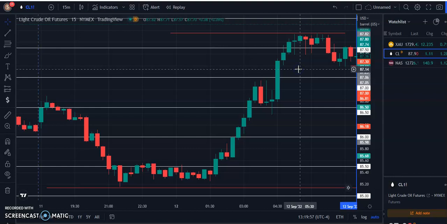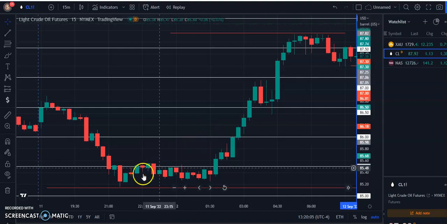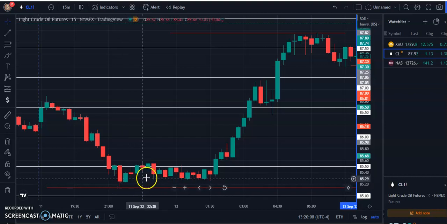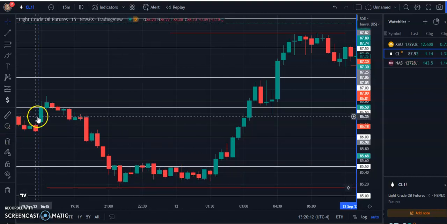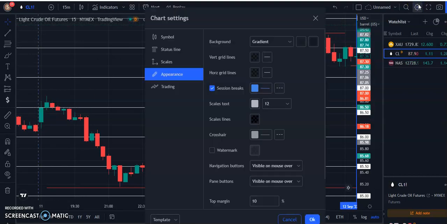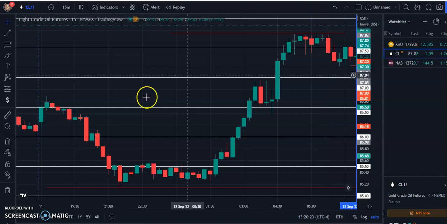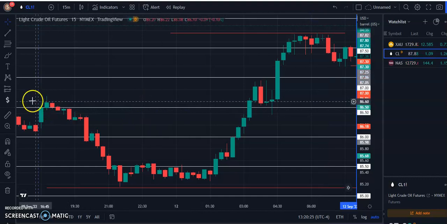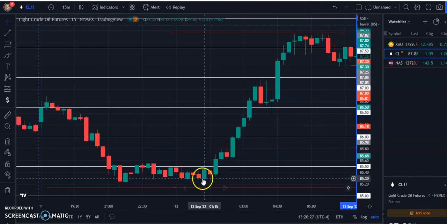Now, the high and the low of the day is usually the highest point or the highest price reached that day, or the lowest price or point that price has reached that day. And as you can see, using TradingView, there's a tool that I use called session breaks. It breaks my days from the beginning of Asia to the end of New York.